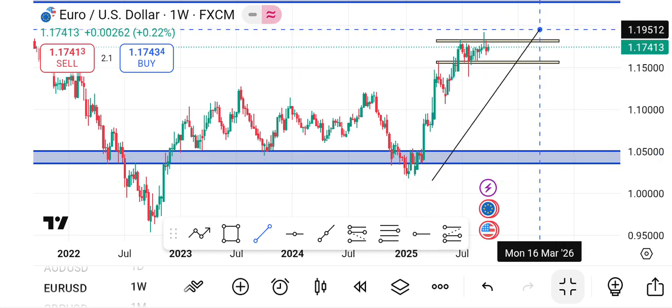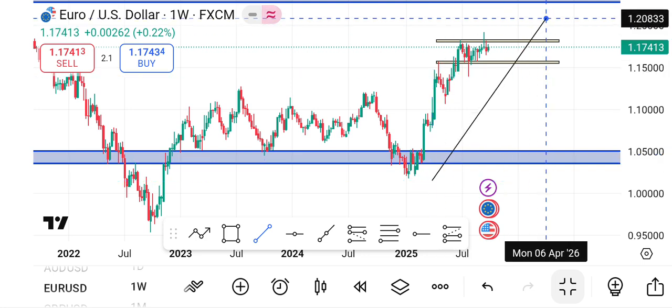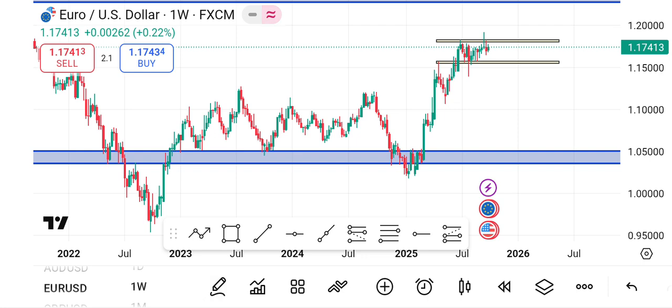It's an uptrend. It's going up. You see? You get it? Simple. So what do we go to now? We go to the daily.